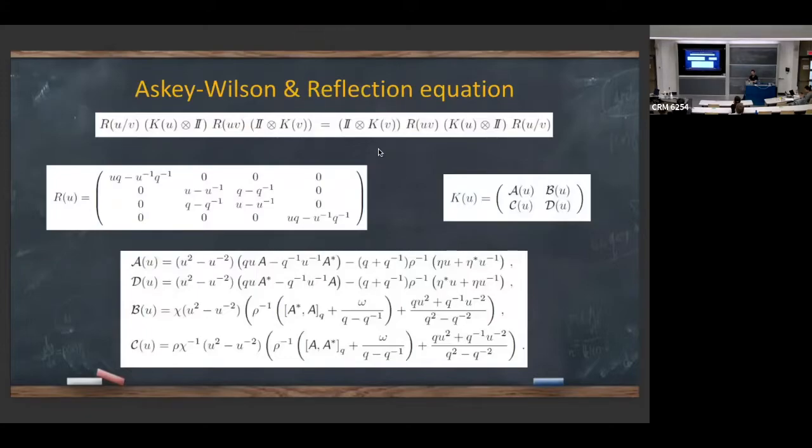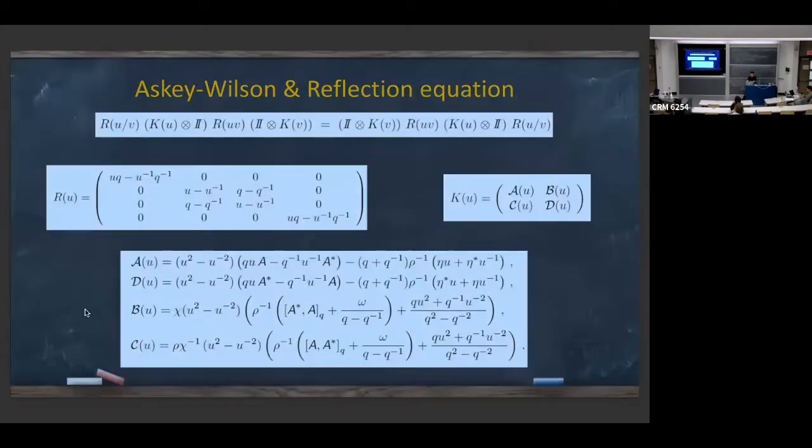And so here is the reflection equation, right? We have the R matrix and the K matrix. The R matrix is the R matrix associated with the 6-vertex model that we have been hearing about today. And the K matrix is a 2x2 matrix with entries A, B, C, and D given by the formula below. You see that in the diagonal entries, A and D, we have only A and A star. And in the off-diagonal entries, we have the Q commutators.